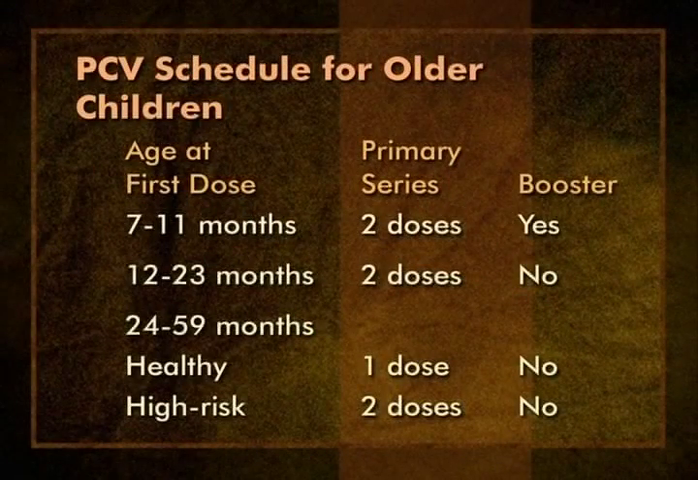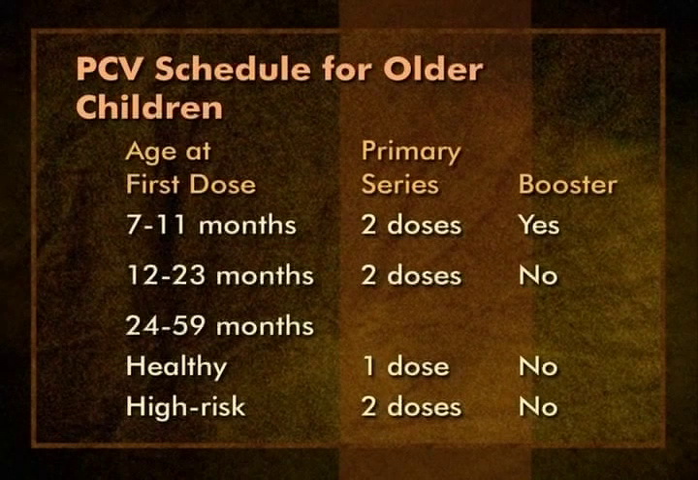This table shows the recommended number of doses for children who start the vaccination series late, at 7 months of age and older. Children who receive their first dose at 7 to 11 months will receive 2 doses, separated by at least 4 weeks, and a booster dose 2 months after the second dose. Children beginning the series at 12 to 23 months of age should receive 2 doses separated by at least 8 weeks with no booster dose.